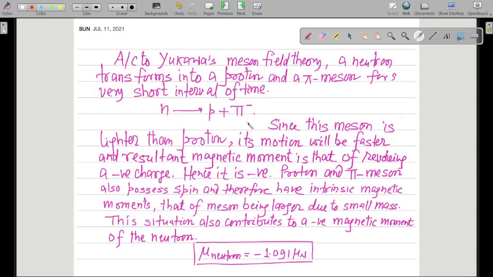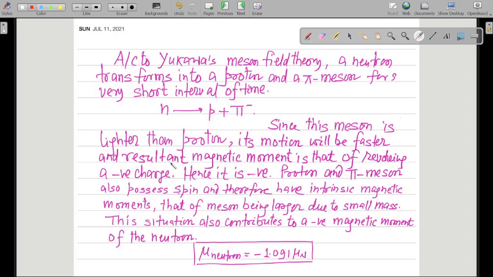Since this pi minus meson is lighter than proton, its motion will be faster. So the motion of this pi minus meson will be faster, and the resultant magnetic moment is that of revolving negative charge.